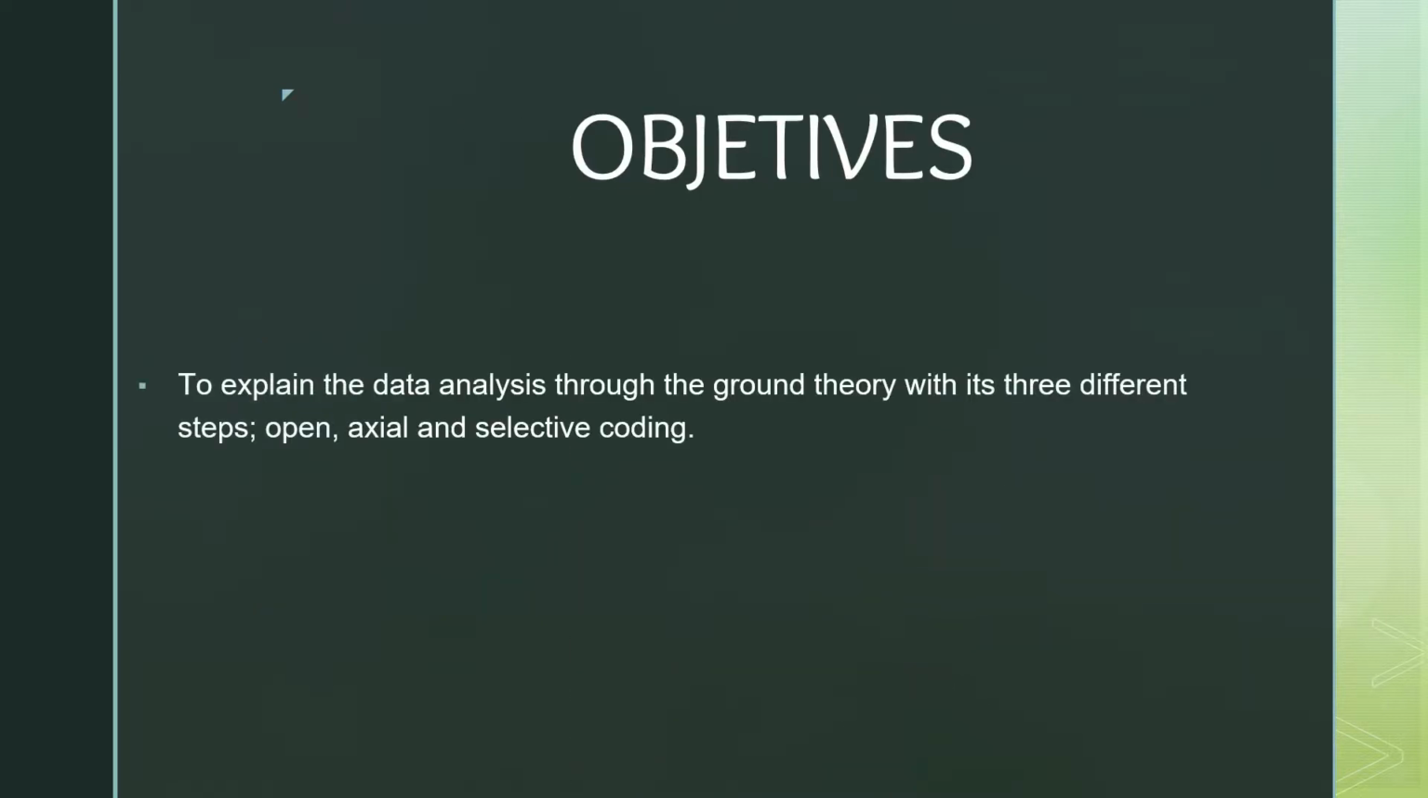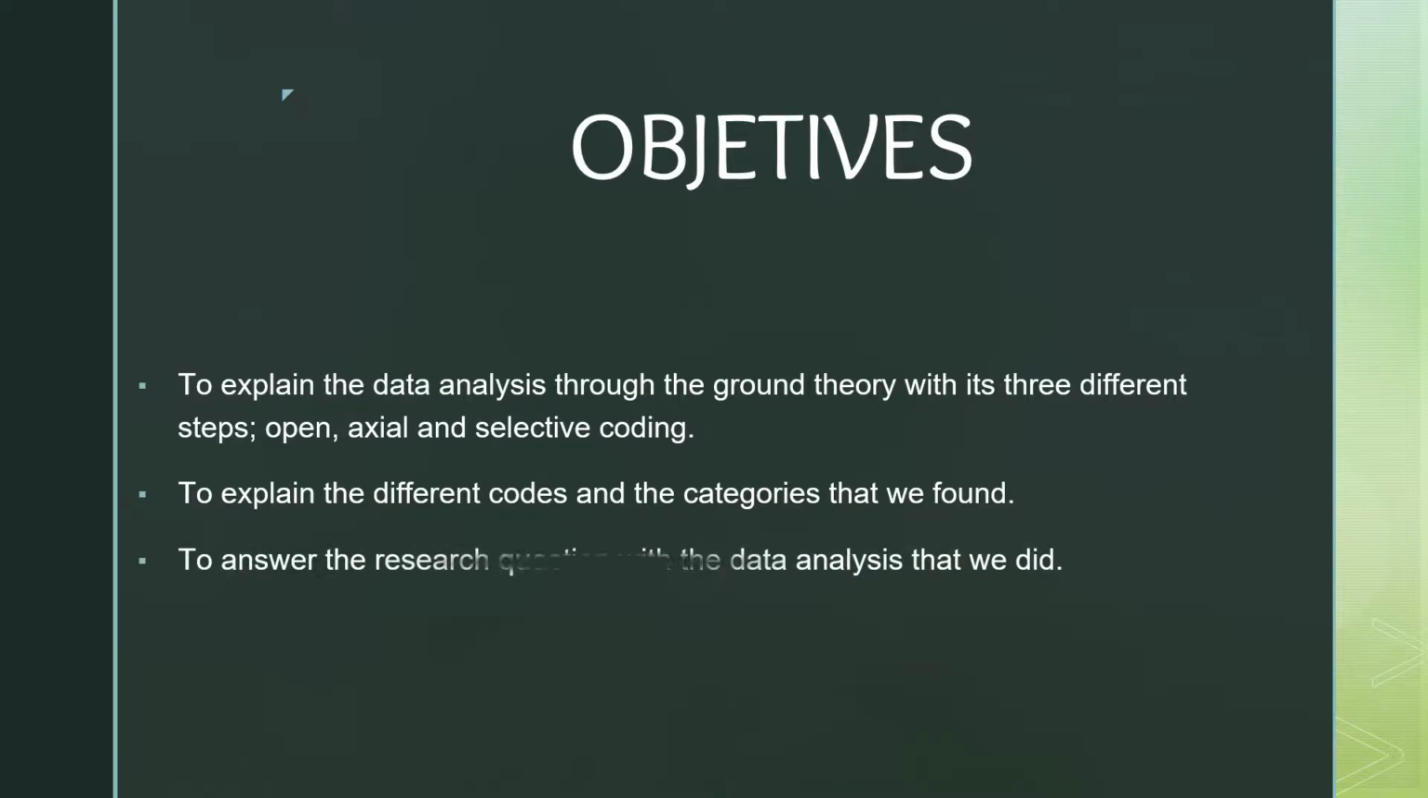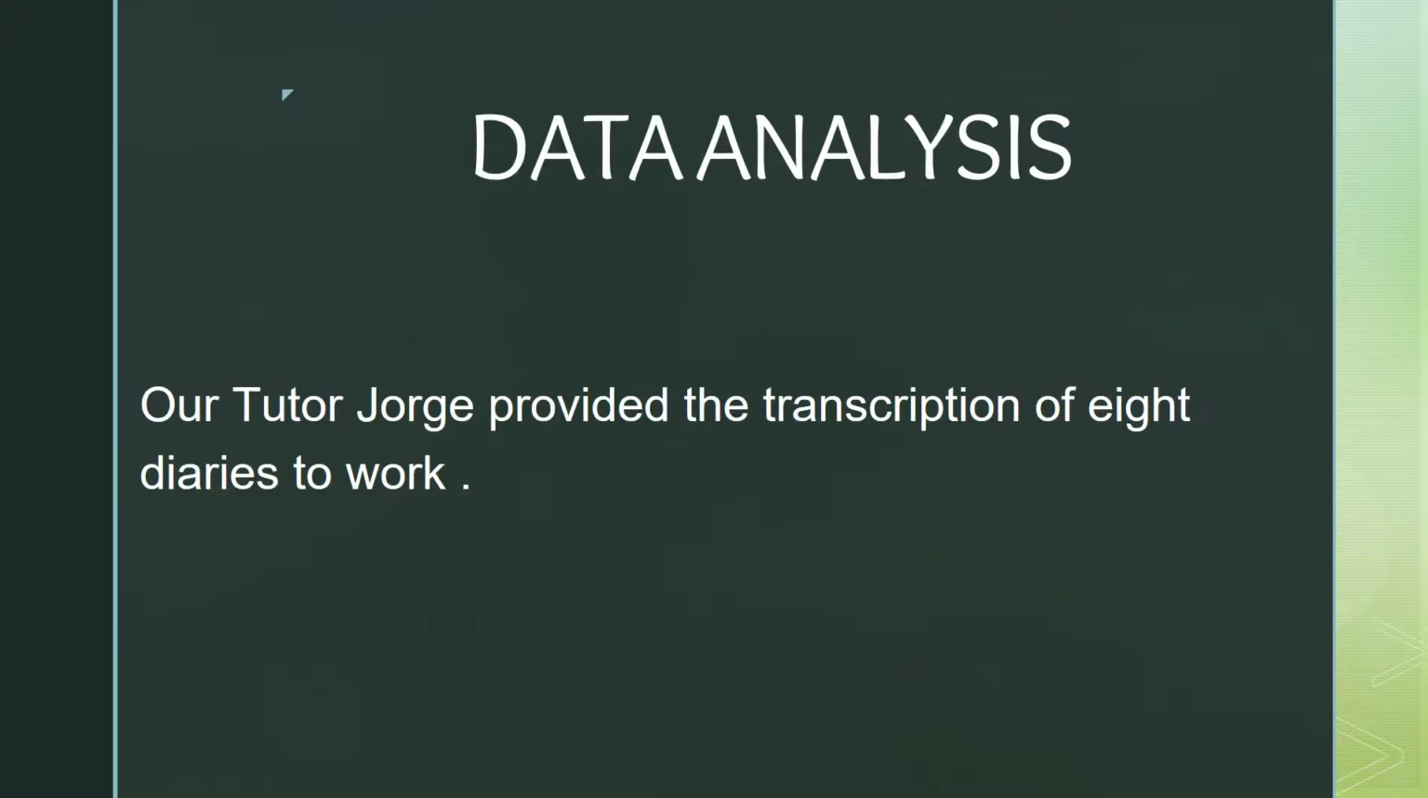Objectives. To explain the data analysis through grounded theory with its 3 different steps: open, axial, and selective coding. To explain the different codes and the categories that we found. To answer the research question with the data analysis that we did. Data analysis. Our tutor Jorge provided the transcription of 8 diaries to work with.